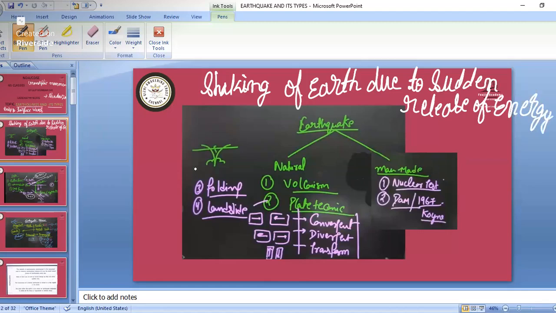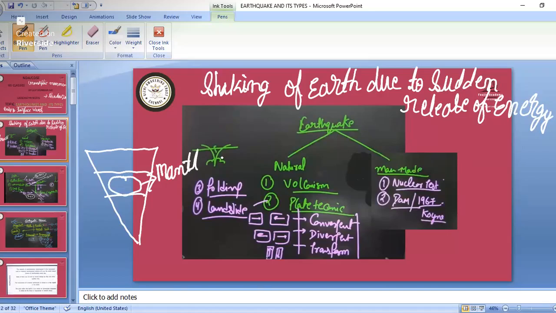Now in this part, in the earlier part, we have studied that in our Earth's interior, we have the crust, we have the mantle, we have the core. In that, we have studied that in the mantle, we have various radioactive materials. So in this case, what is happening? When they're trying to escape and come above the Earth surface, there is a sudden release of energy, and in that case also, we'll have the shaking. So that shaking of the Earth due to the sudden release of energy is known as the earthquake.